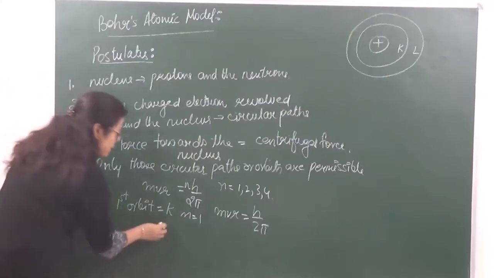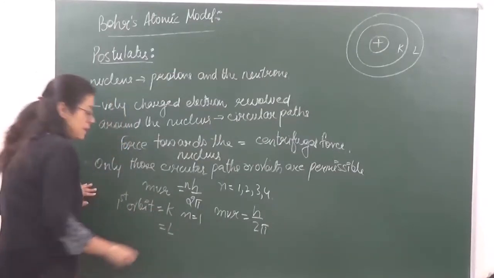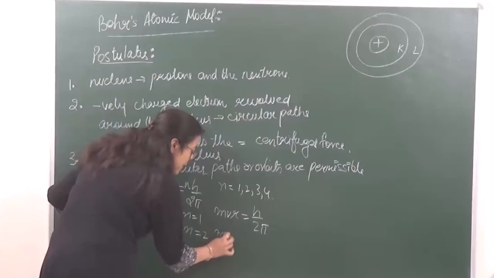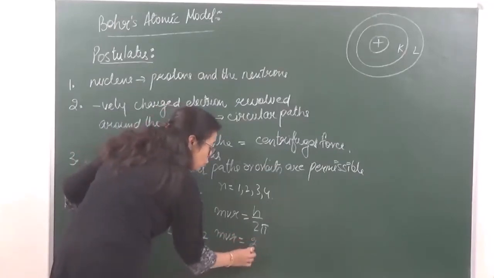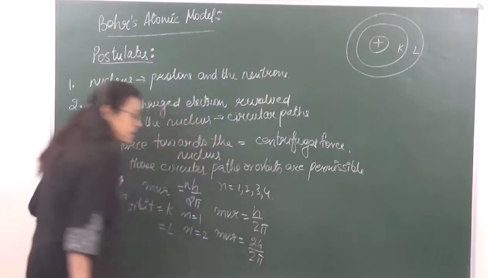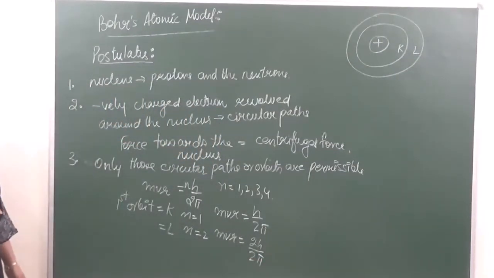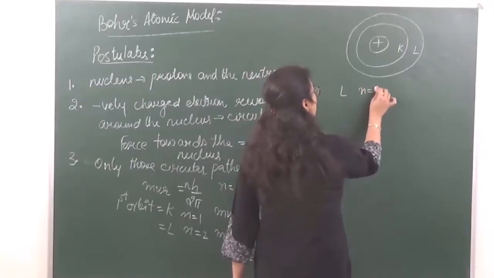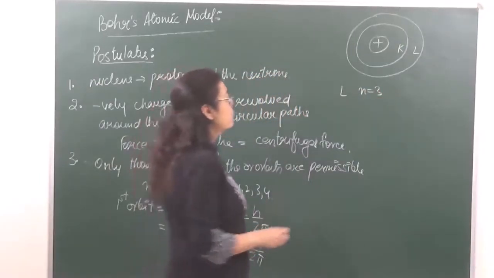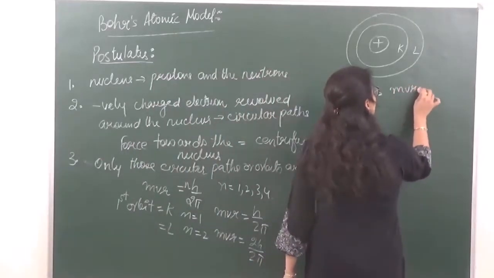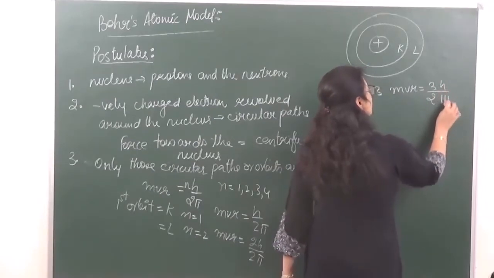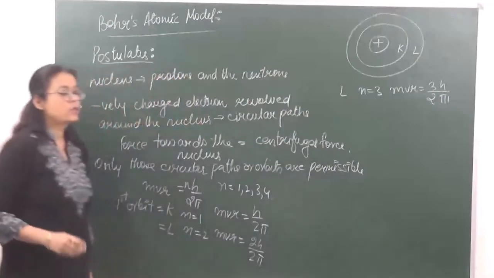Right? Then when the electron is in L, then the value of n is going to be equal to 2, and the angular momentum mvr is equal to 2h upon 2 pi. So it cannot be fractional. It has to be an integral multiple of h upon 2 pi. In a similar manner, if we are taking the third orbit M, for M, n is going to be equal to 3. Therefore, mvr will now become equal to 3h upon 2 pi.